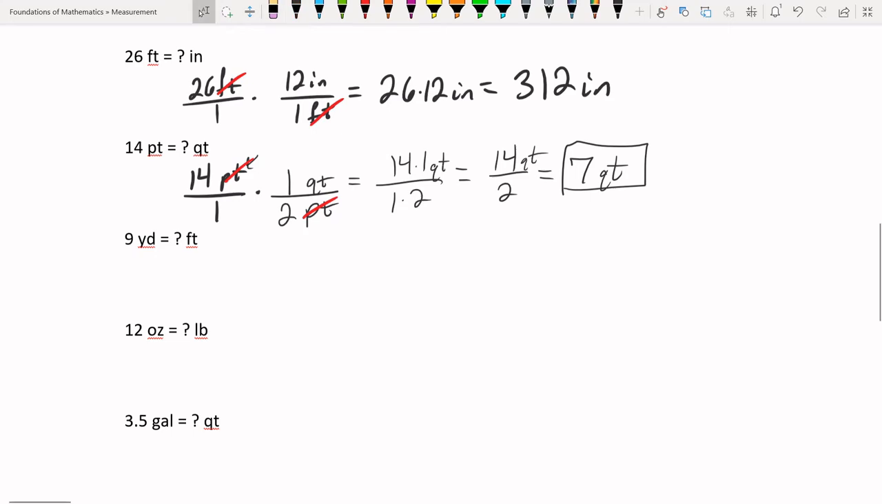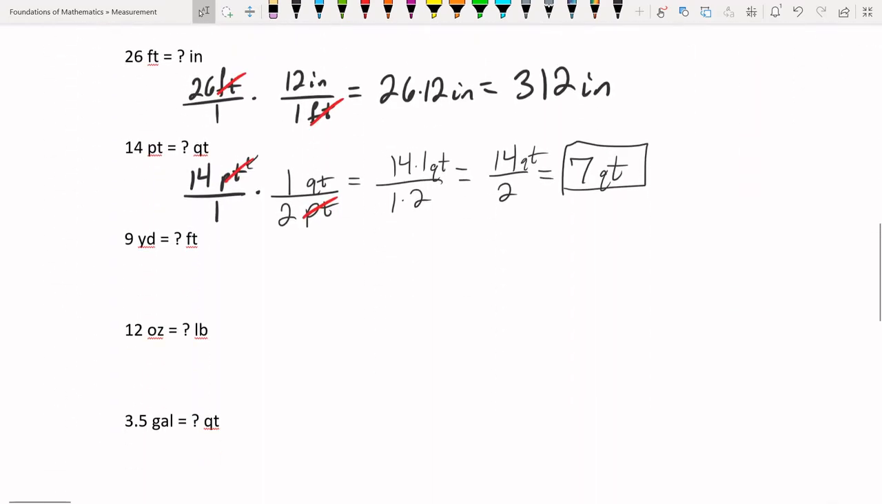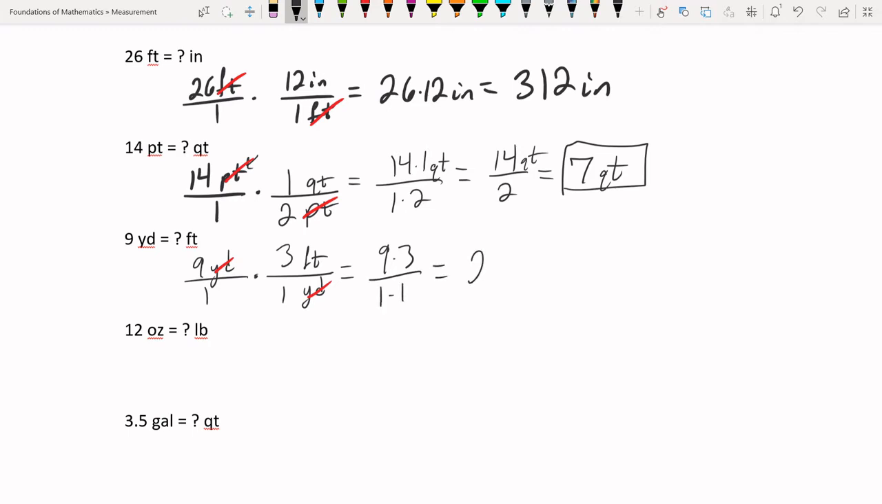9 yards equals how many feet? Right here, we have 1 yard equals 3 feet. We have 9 yards over 1 times, we want yards on the bottom, feet on the top. That way the yards end up canceling. And 3 feet is 1 yard. 9 times 3 on top, 1 times 1 on bottom. That gives us 27. And of course the unit is in feet.